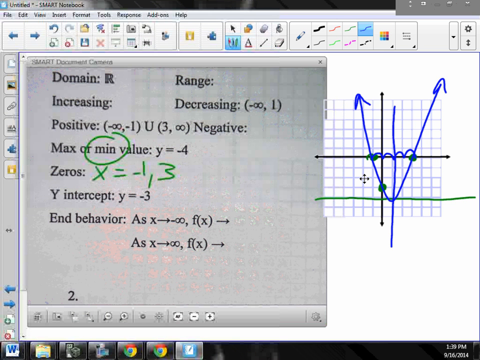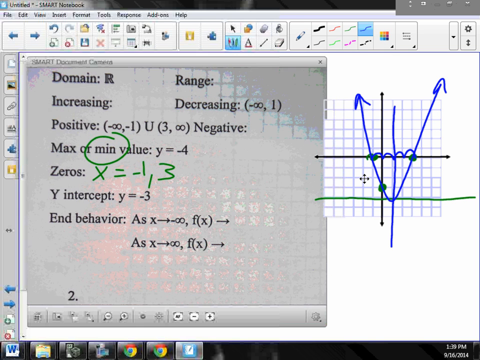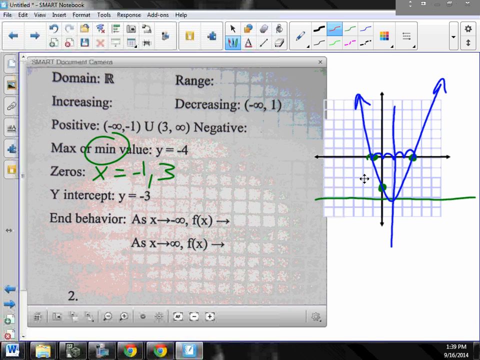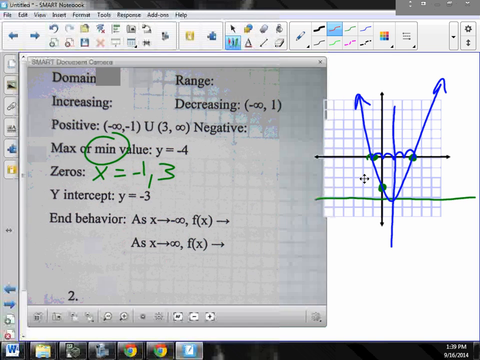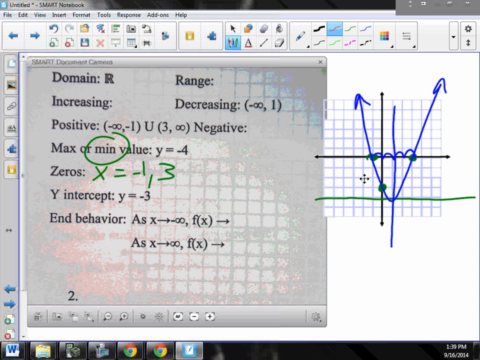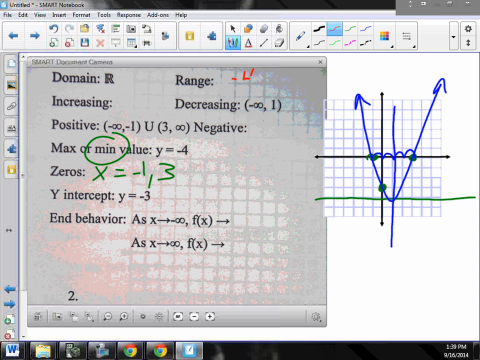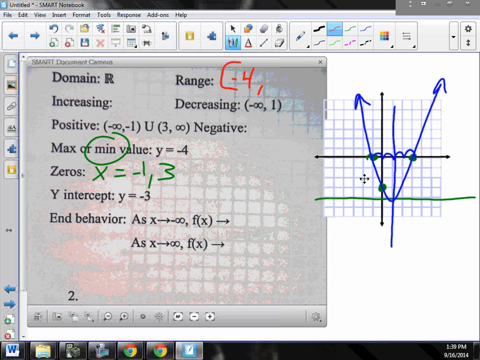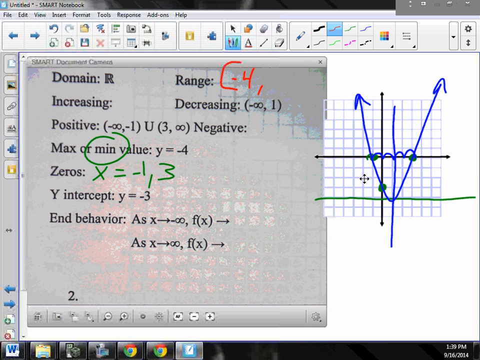Does everybody get that? Now once you have it graphed, you can answer everything else. What's the range? So this has a minimum number. So the lowest y value is -4. Do we include -4? Yes. What is the highest value? Infinity.